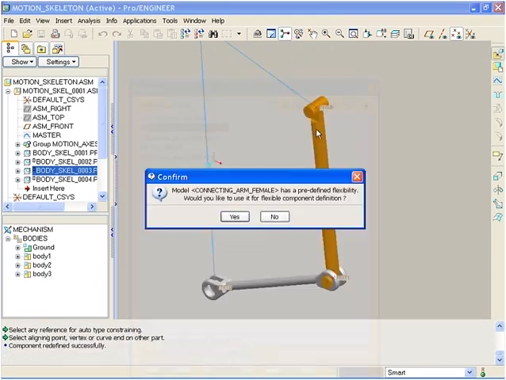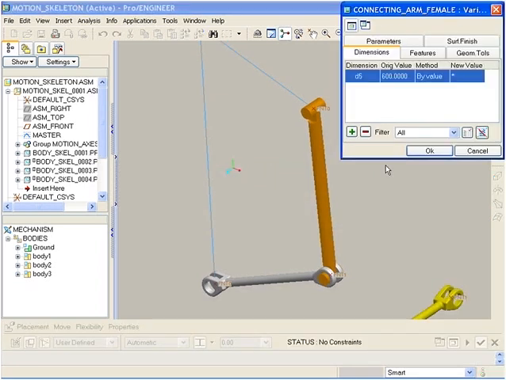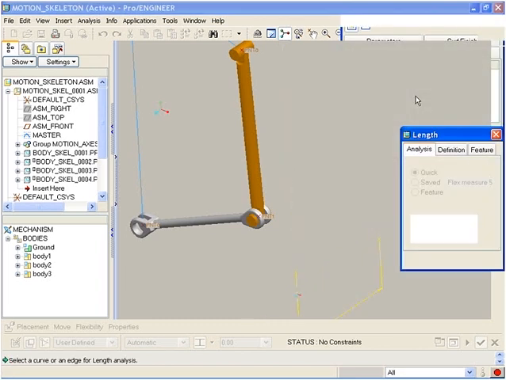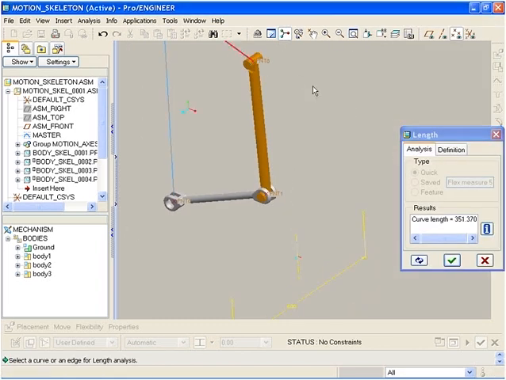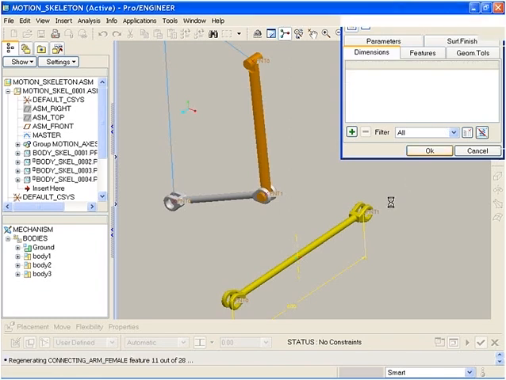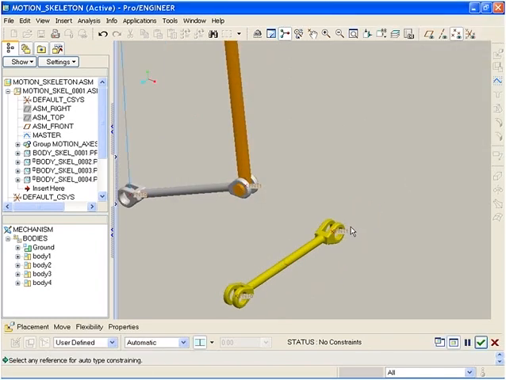Mass properties can even be assigned to the mechanism, so that it is possible to simulate the dynamic forces of the mechanism. To save time, it is also possible to reuse existing motion skeletons. Intelligence has been built into these parts so the assembly process moves along smoothly and quickly.